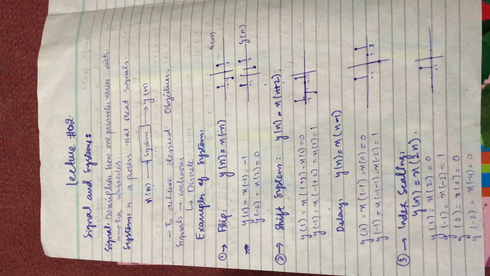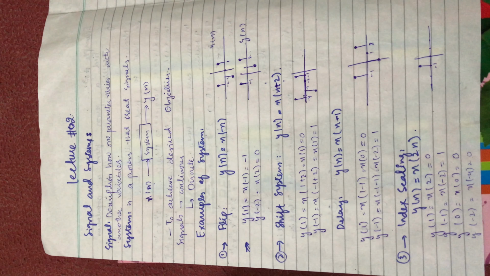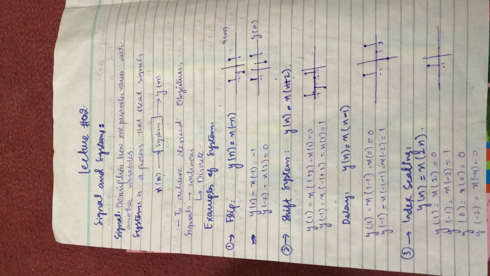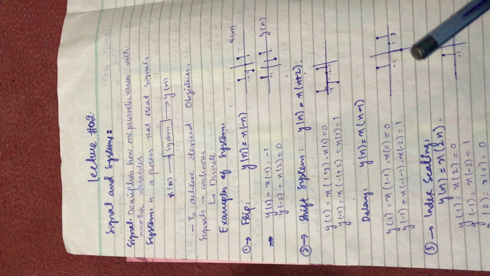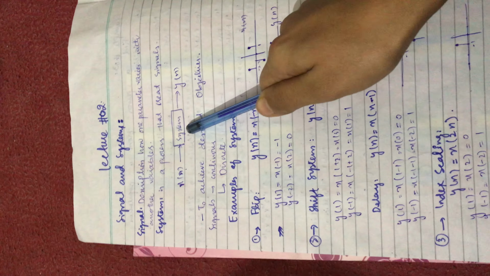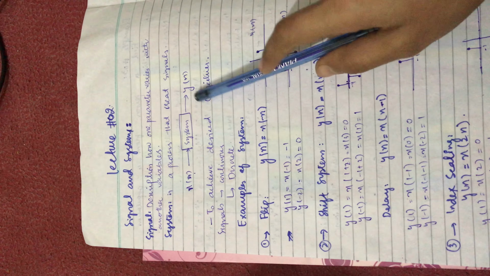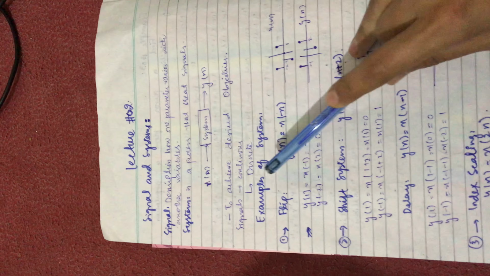This is our lecture 2, and we are going to go through signals and systems in this lecture. What are signals? Signals are the description of how one parameter varies with another variable. A system is a process that creates signals. For example, we have a system here, and x[n] is the input, and it is giving us y[n]. It is generating the signal which is y[n].